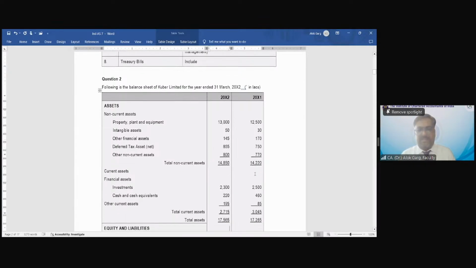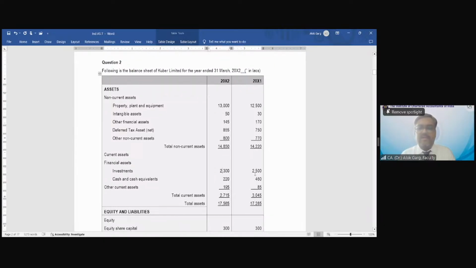Then there are current assets. In the current assets, there are investments, which is 2,500 to 2,300. The cash and cash equivalent is 460 to 220, right? The other current asset is 85 to 195. Okay. So cash and cash equivalent, will it come under operating, investing or financing activity?